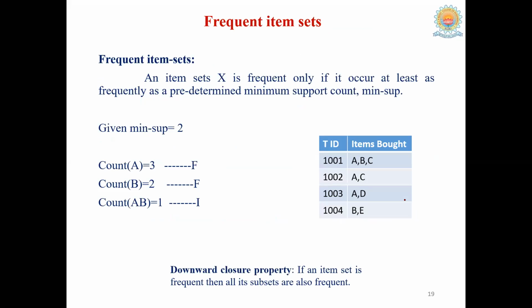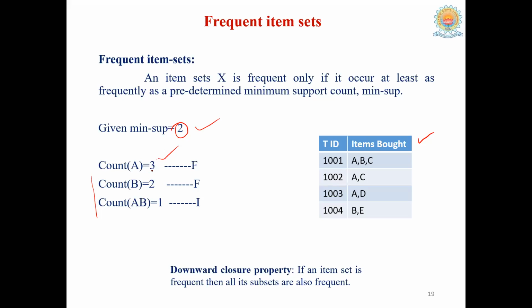Coming to the frequent item set, if an item set is a frequent item set, its frequency of occurrence should satisfy the minimum support count. Consider this example: here is a data set, and these are the possible item sets from the data set. What is the count of A? Here A occurred 3 times, B occurred 2 times, and item set AB occurred 1 time. Given the minimum support as 2, based on this minimum support we can decide whether the item set is frequent or not.